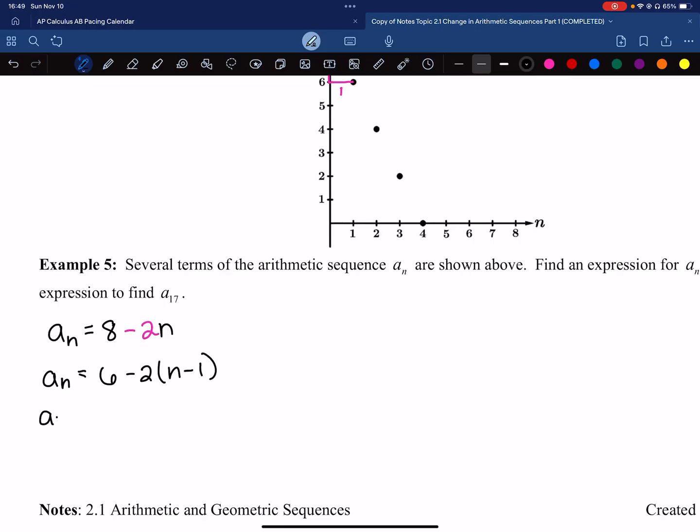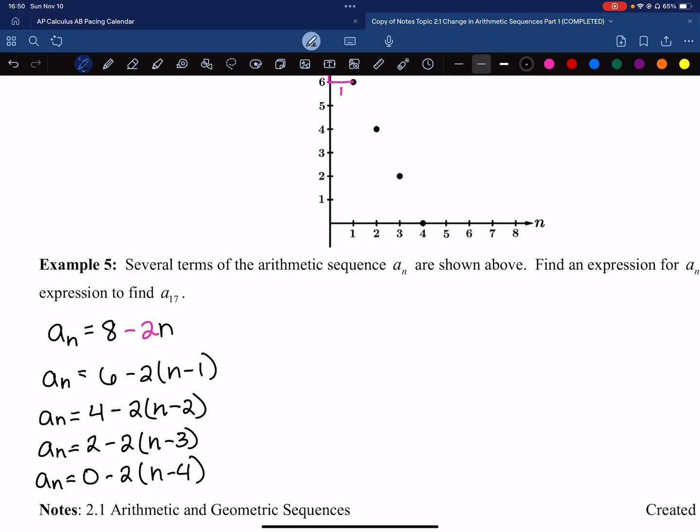We have a point at 2, 4. So we could have 4 minus 2 times n minus 2. We have a point at 3, 2. So another correct point would be 2 minus 2 times n minus 3. And then we have a point at 4, 0. So that could be a sub n equals 0 minus 2 times n minus 4. All of those would be correct answers, so you would just need to recognize all of them.